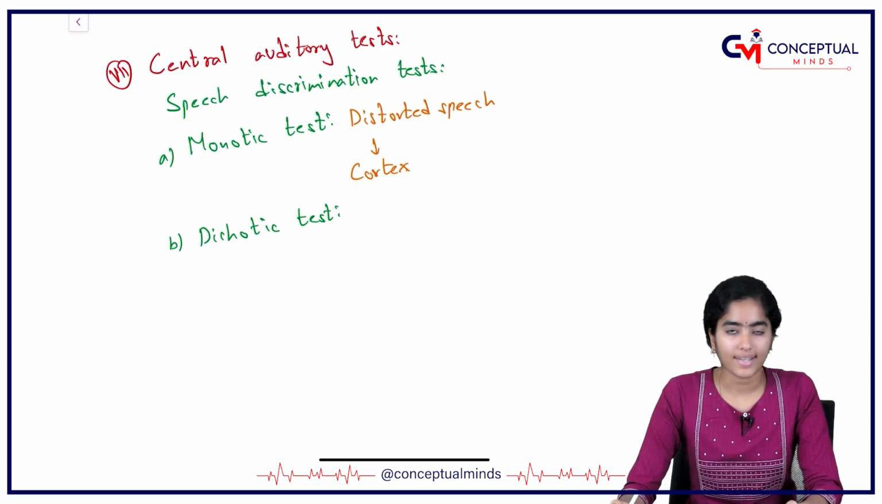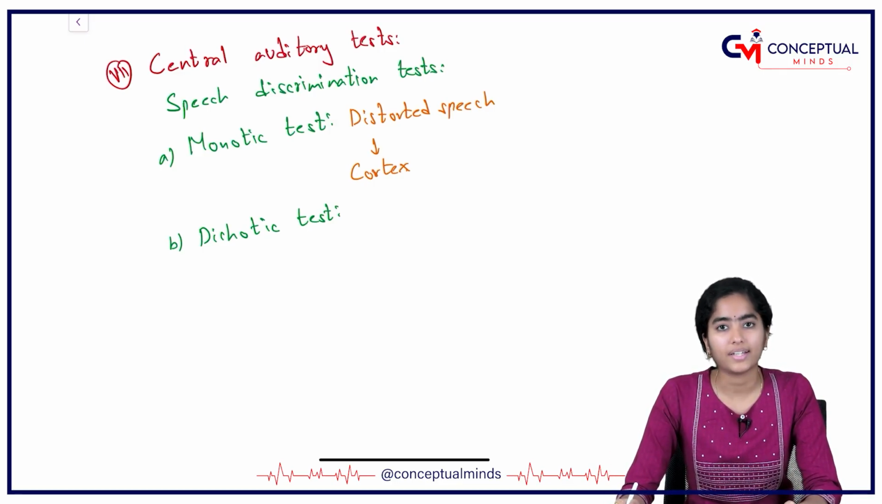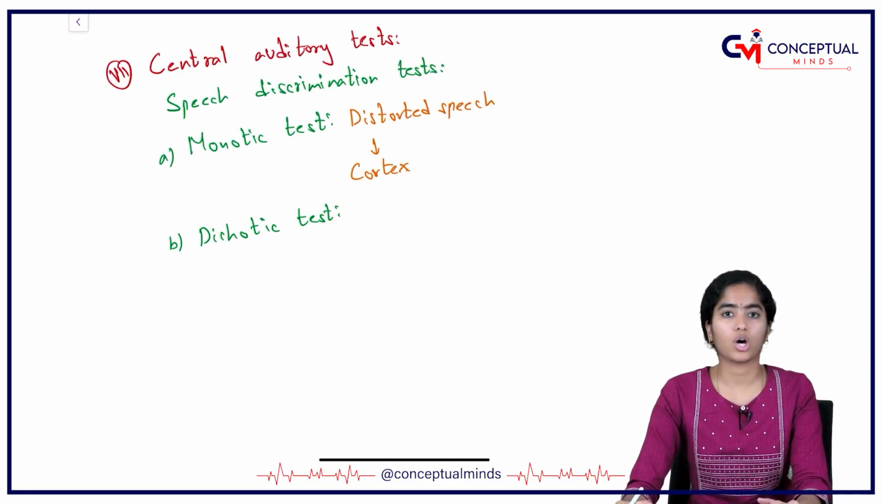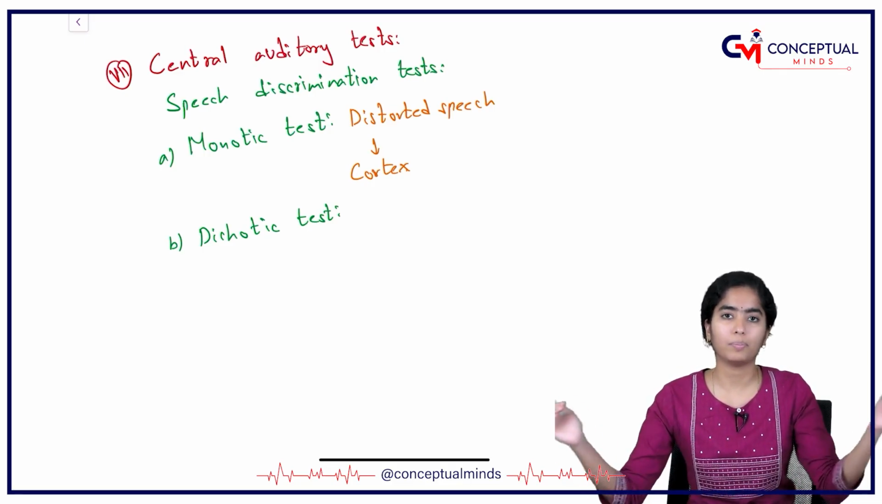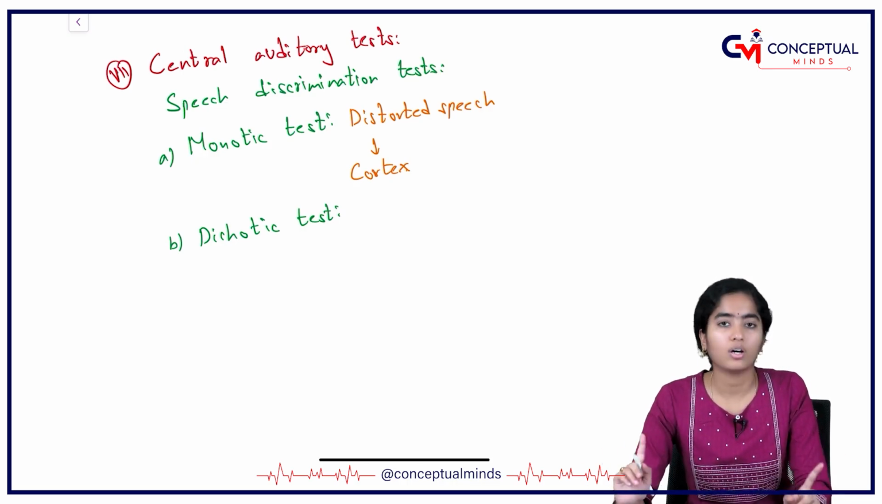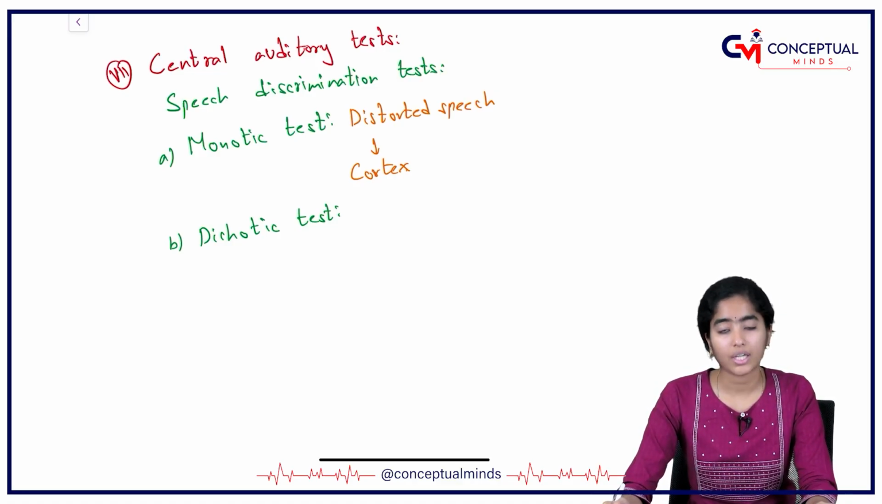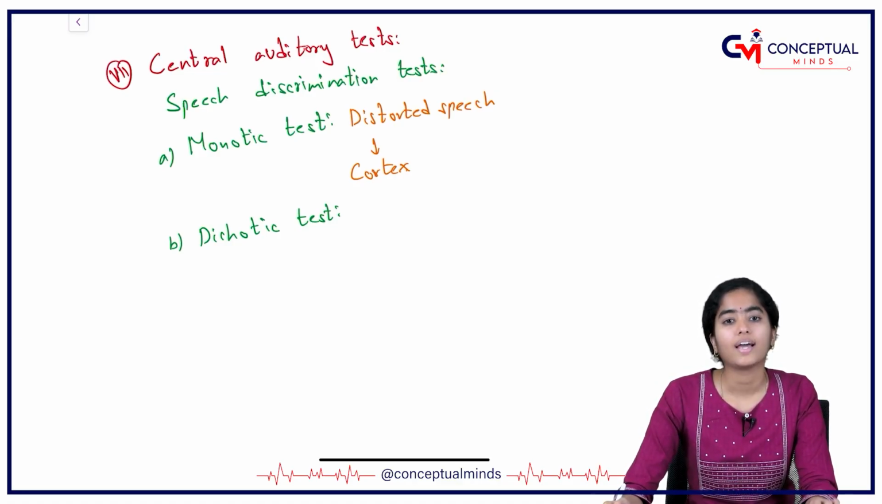In the dichotic test, two different speech messages are presented simultaneously. What happens in our normal life? We are sitting in a room and two people are speaking to us in parallel. Normal people can hear both of them, but a patient with a central auditory defect cannot hear both these speeches if they are simultaneously presented to both ears.